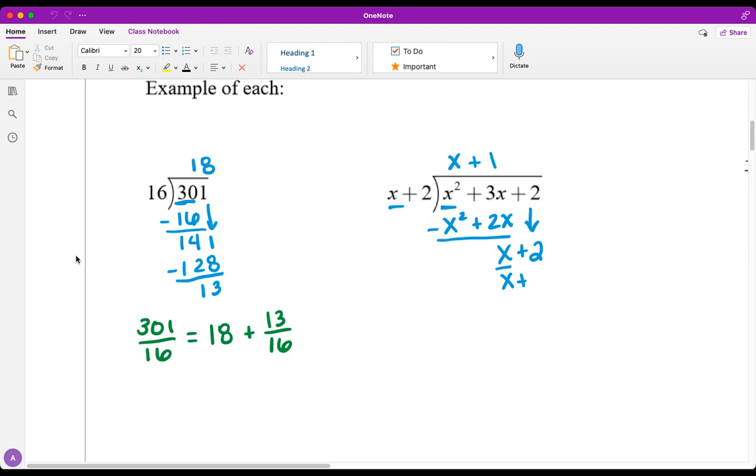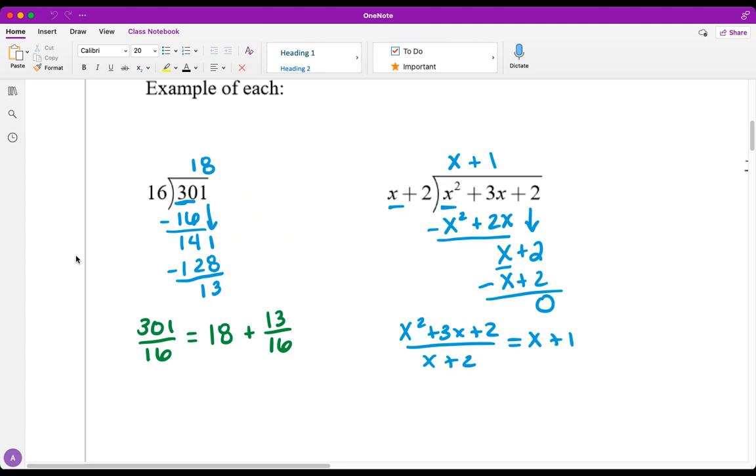X minus x is 0, and 2 minus 2 is 0. So this time it looks like we had no remainder. So I can rewrite this as x squared plus 3x plus 2 divided by x plus 2 is the same thing as x plus 1 plus 0 remainder. And this is kind of the key to what we're going to be doing today.